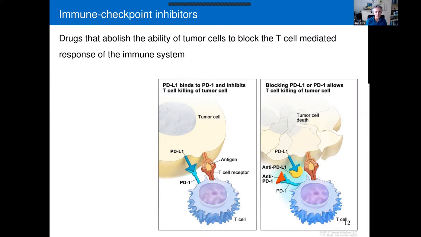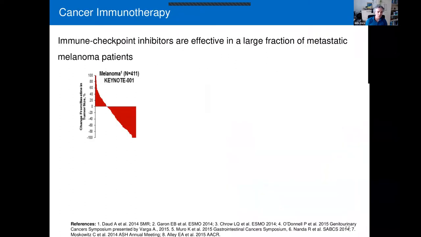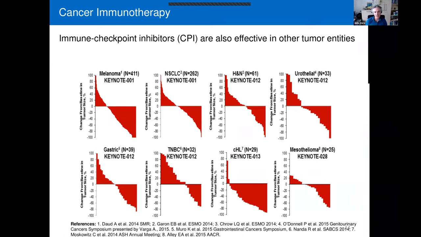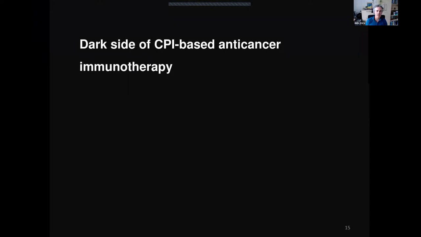It's a drug that is able to abolish the ability of tumor cells to block the activation of T cells. And what we have found after more than 10 years of approval and use of this therapy is that checkpoint inhibitor-based therapy is a benefit for a large fraction of metastatic melanoma patients. But we have also found out that this therapy is effective in other types of solid tumors, metastatic solid tumors. However, there's a dark side in checkpoint inhibitor-based immunotherapy in cancer.